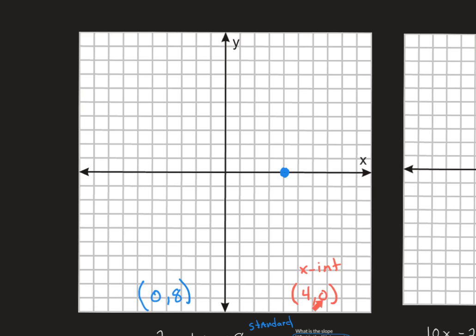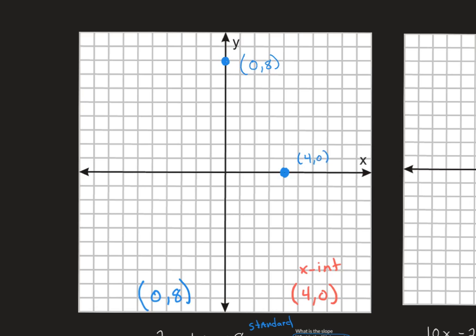Right 4, up 0. And then here I go right or left 0, and then up 8 because it's positive. If it was negative, I'd go down 8. So I'm not going to go right any or left any, but I'm going to go up 1, 2, 3, 4, 5, 6, 7, 8. And I'm going to put my point right there. So this is the point 0, 8, and this is the point 4, 0.